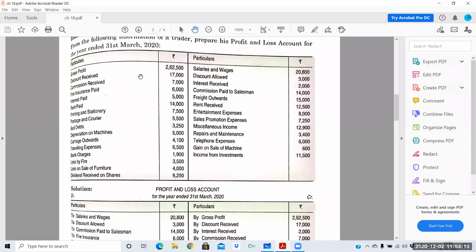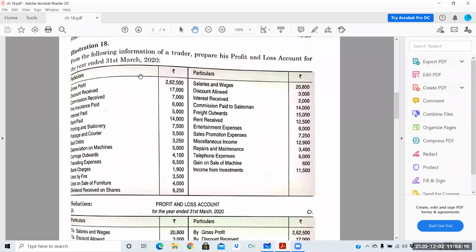Now, all the items will be written either on the debit side or on the credit side. If it is income, then credit side. If it is an expense, then on debit side. And if any direct expense is given, then leave it as it is. Don't treat it. Why? Because direct expenses are treated in the trading account, and here we are making the profit and loss account. So how to prepare the profit and loss account?